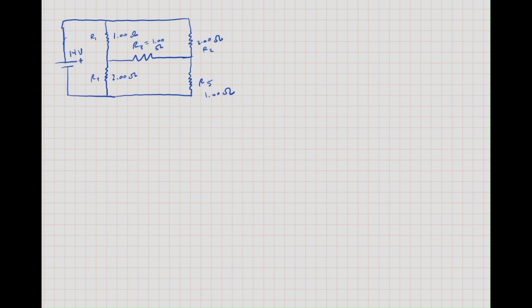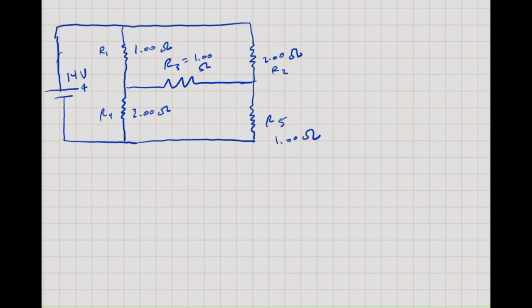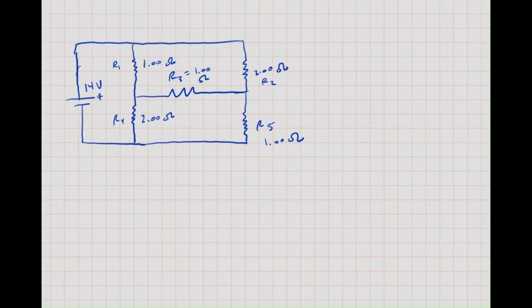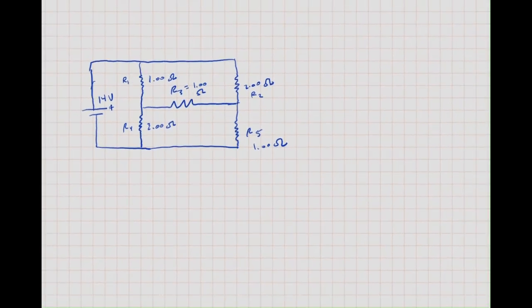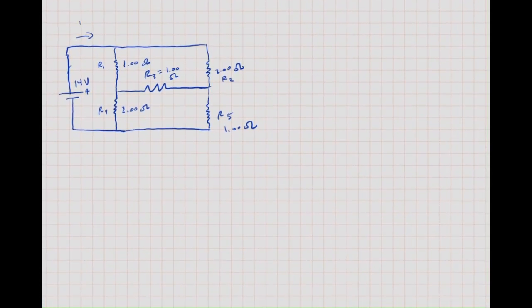A circuit problem here shows a 12-volt battery connected to a bunch of resistors, and we're given the value for each of these resistors. We want to figure out how much current the battery is putting into the circuit, and the current across each of these resistors. So we'll apply two rules here: Kirchhoff's current law and Kirchhoff's voltage law.